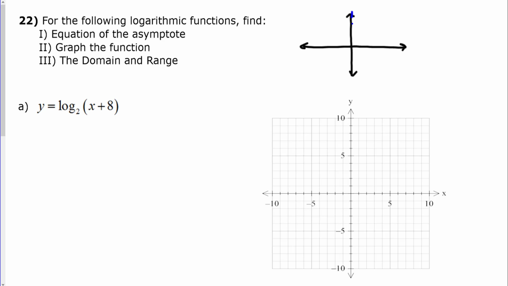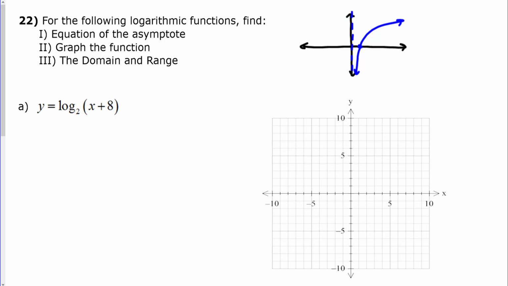The basic logarithmic graph has a vertical asymptote at 0. One point right in front of the asymptote is where the graph passes through. It approaches the asymptote as you go to negative infinity, and then just kind of grows slowly as you go to positive infinity.